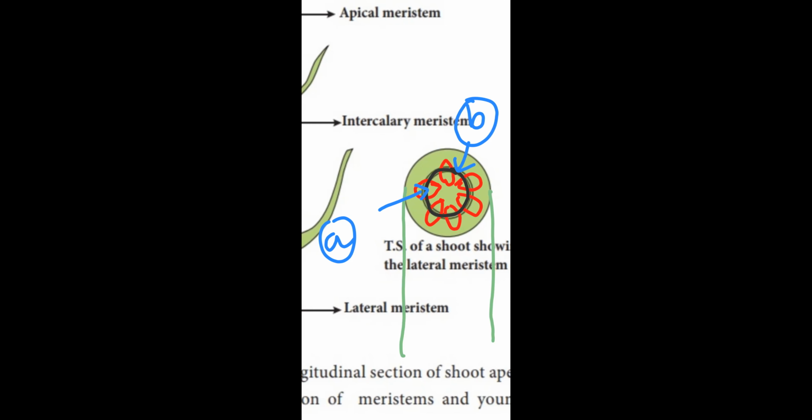Interfascicular cambium. They are between the vascular bundles, isn't it? Ek hai intrafascicular, intra. Aur ek hai inter. Intra is within. Inter is between. The one which is passing through the bundle is the intrafascicular cambium. The one which is passing between the vascular bundles is called interfascicular. Intrafascicular and interfascicular, all patches meet to form what is called, together.